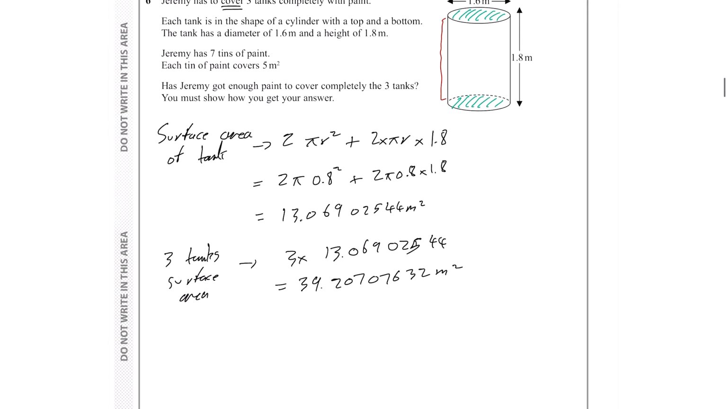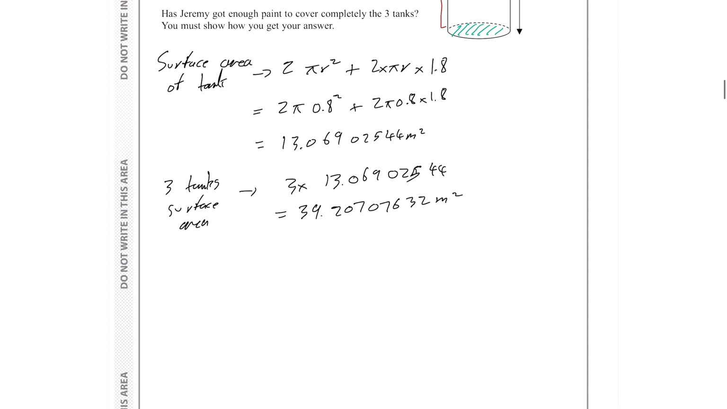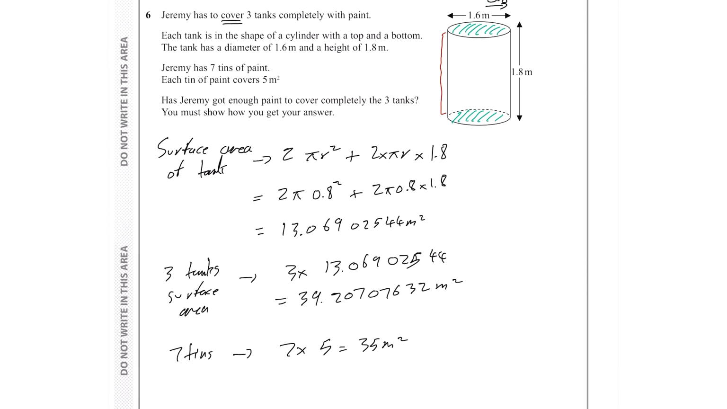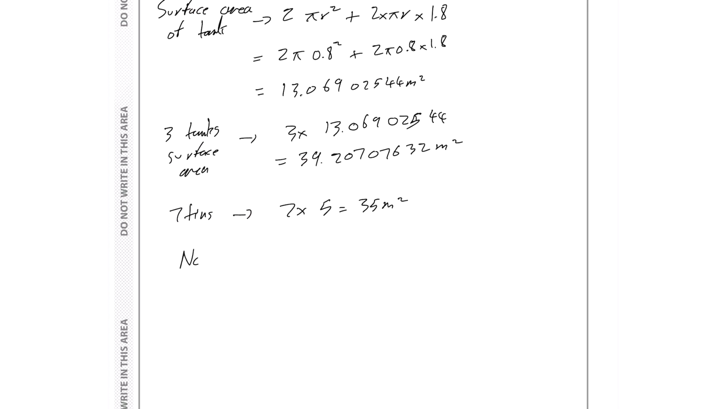So each tin covers 5 meters squared. So 7 tins, that's going to be 7 times 5, which is 35 meters squared. And you can see it's not going to be enough because we need 39.21 if you round that. So you must show your working out. So the question was, has he got enough? So we need to leave a statement. So no, he does not have enough.